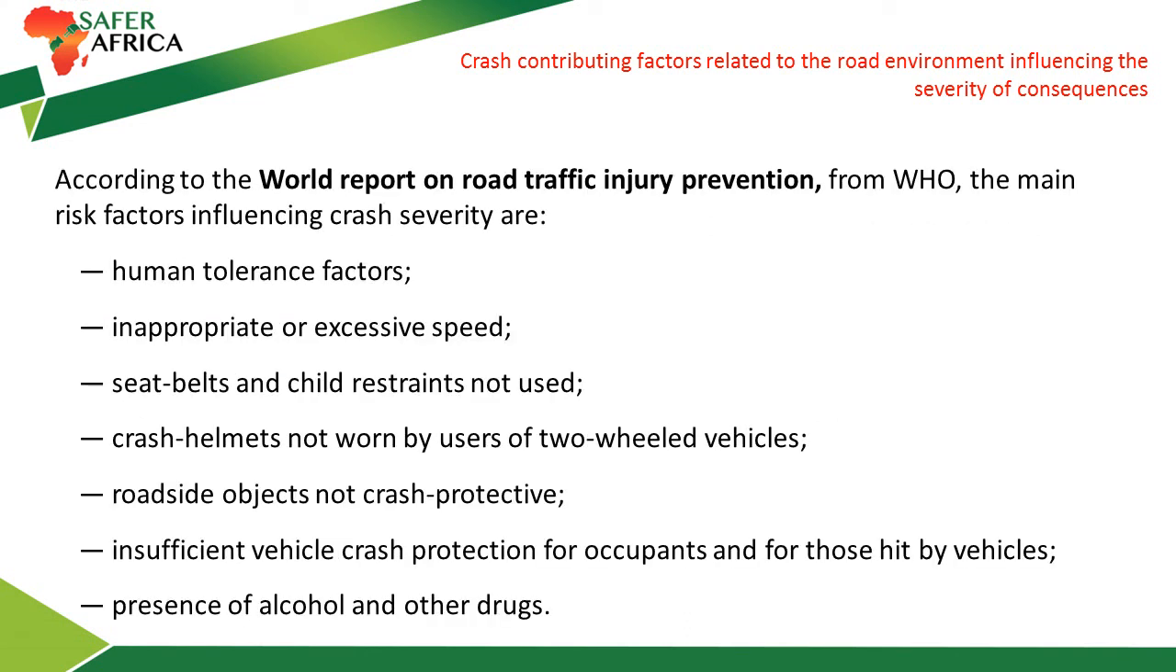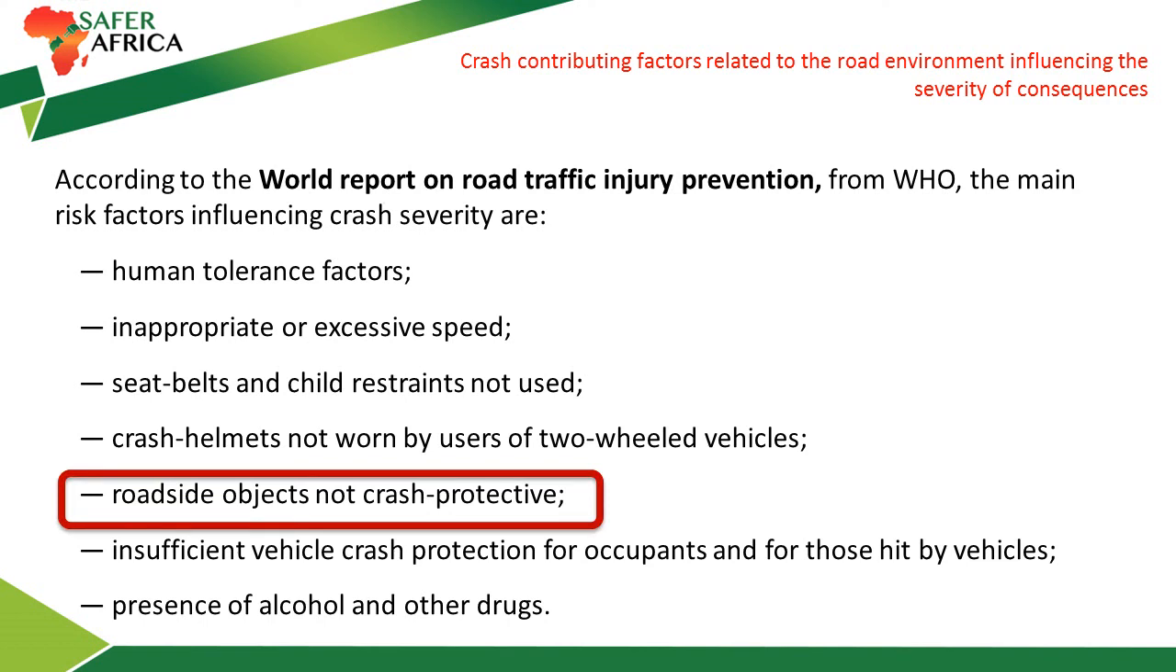It is also hard to identify the variables that are more influential in the severity of crashes, and again, not all the influential variables are related to the road environment. But according to the World Report on Road Traffic Injury Prevention from WHO, from the main risk factors influencing crash severities, we find the existence of roadside objects, non-crash protective, as one of the most influential variables.